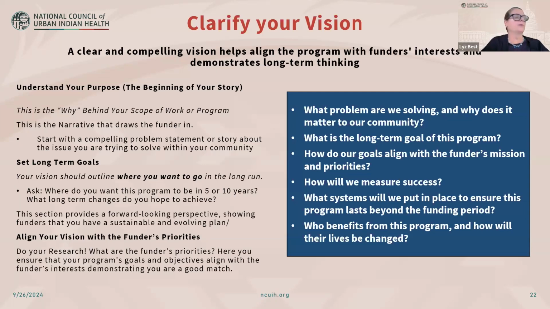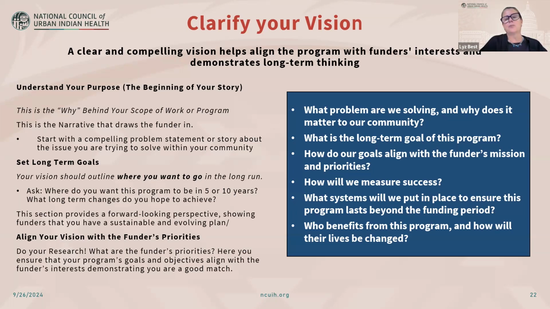Next, set long-term goals for your program. Think about where you want the program to be in 5 or 10 years, long after the grant ends. Ask yourself, what lasting changes do you hope to achieve? For a hypertension program, this might include reducing hypertension rates by a specific percentage or improving overall cardiovascular health in your community. Your vision should articulate these long-term aspirations, showing your funders that you have a sustainable and evolving plan for achieving significant impact.